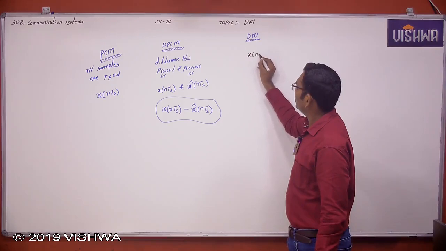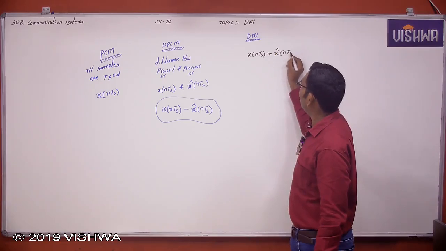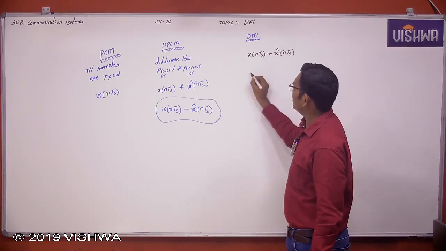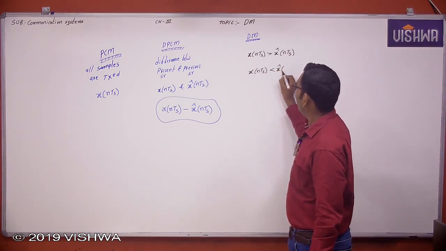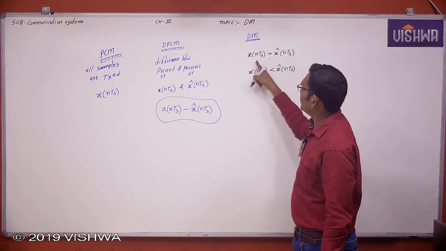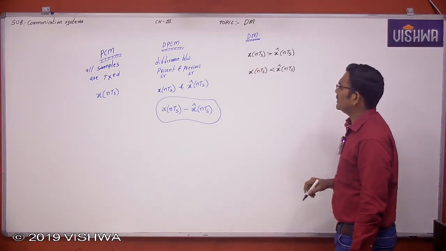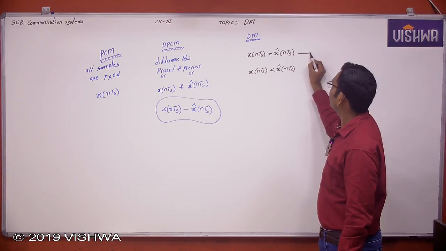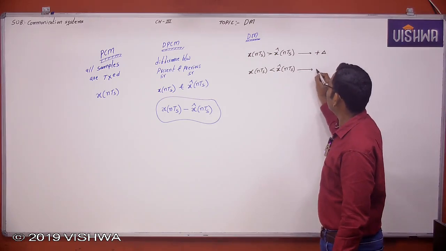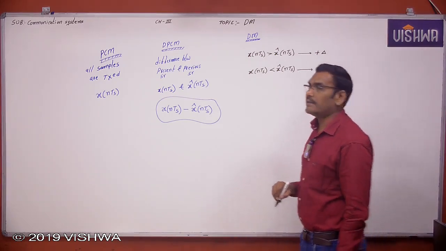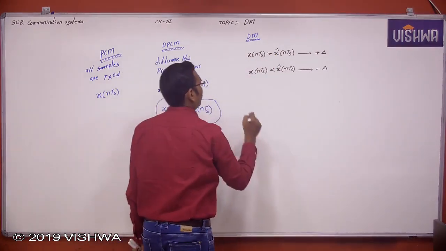Now when X of nTs is greater than X cap of nTs, or when X of nTs is less than X cap of nTs, that is, when the sample signal is greater than the reconstructed signal, or the sample signal is less than the reconstructed signal. If it is greater, this is plus delta, one quantization level; if less, it is another quantization level, minus delta. So both are the same.